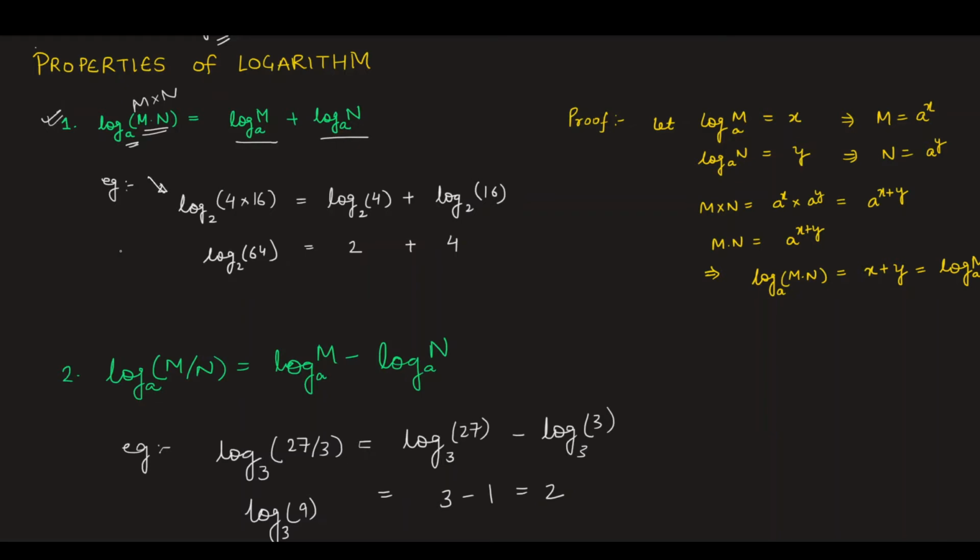Let us understand this with an example. So log of 4 into 16 to the base 2 can be written as log 4 plus log 16. Why? Because log 4 is 2 and log 16 is 4, so it is 6 here, and we know that 4 into 16 is 64, and log 64 is 6, as 2 to the power 6 is 64. Hence it is verified.